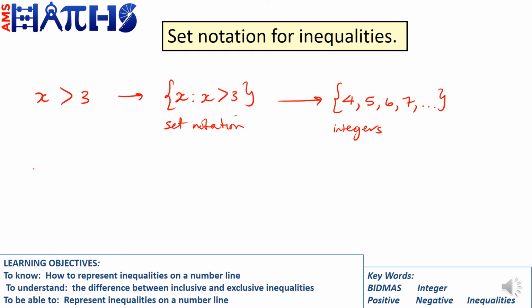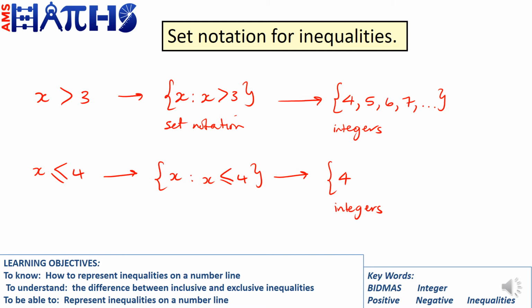If we had x is less than or equal to 4, then the set notation would be x such that x is less than or equal to 4, and we're looking for the integers now that satisfy the inequality. So we're looking for the number 4 because it can be equal to 4, and also it must be less than 4, so 3, 2, 1, and it could continue forever. So we just close our set. So we have written the integers which would satisfy the values in the inequality.